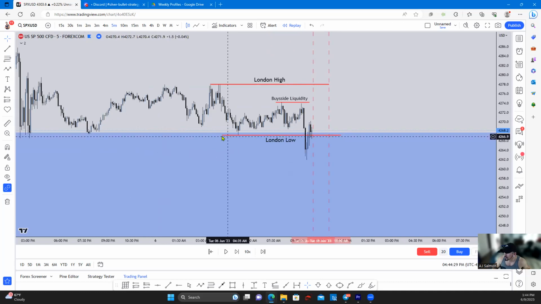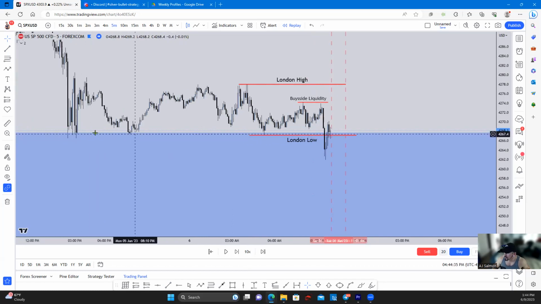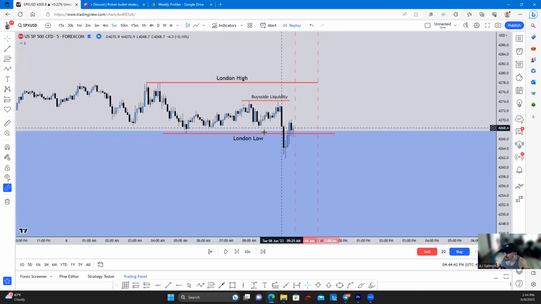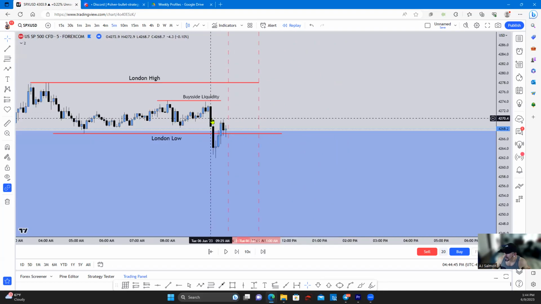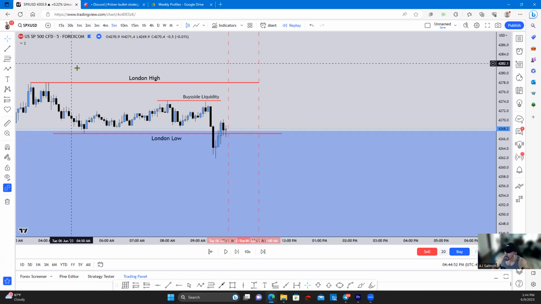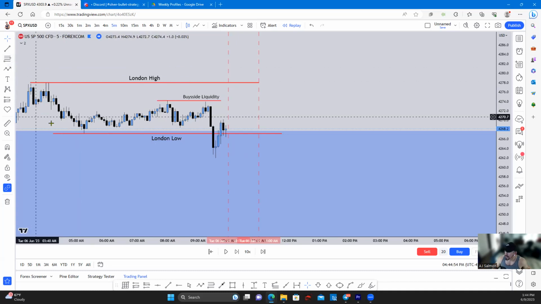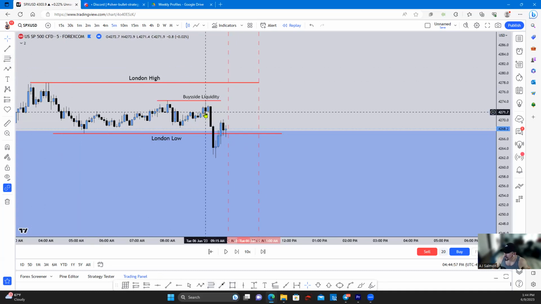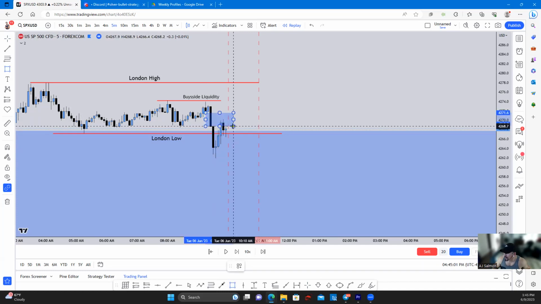You can see here, these were equal lows here. So this London low, equal lows here. You have all these relatively equal lows. It doesn't have to be perfect, but they're all relatively equal here. This is your sell side liquidity. So what price did here between 8:30 and 9:30, it swept the sell side liquidity. Okay, so we have this 5-minute fair value gap here.